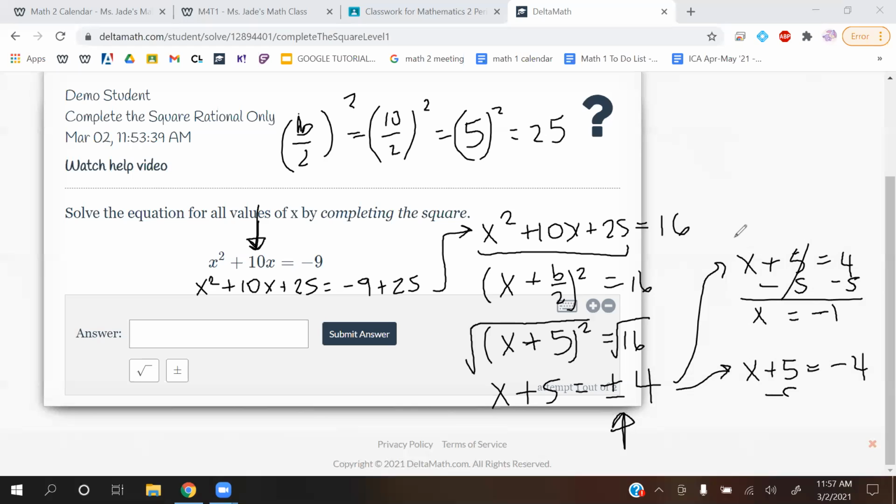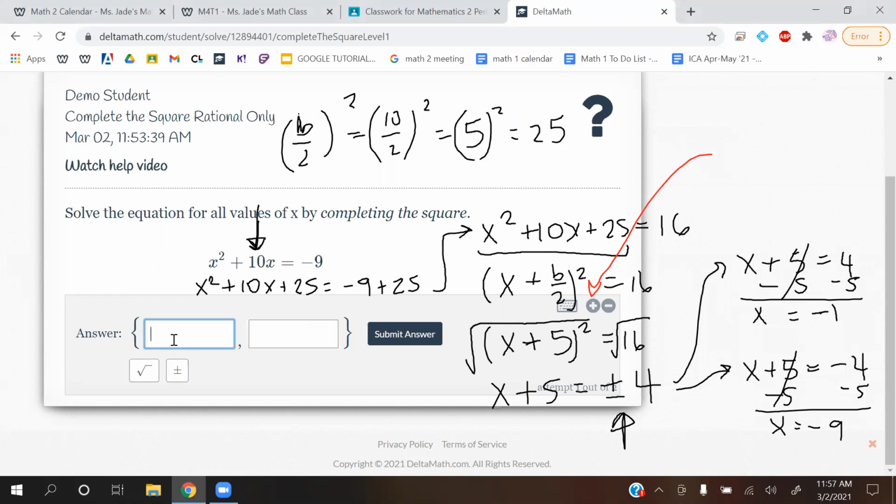Let's look for the other. Minus 5, x equals negative 9. So here are our two solutions, negative 1 and negative 9. Yeah, are there any questions? All right, so let me remind you that if you want to put a second answer, use that button. So I'm going to press plus, and I'm going to type negative 1 and negative 9. Remember, you can put the negative 9 first. It really doesn't matter. The order doesn't matter.